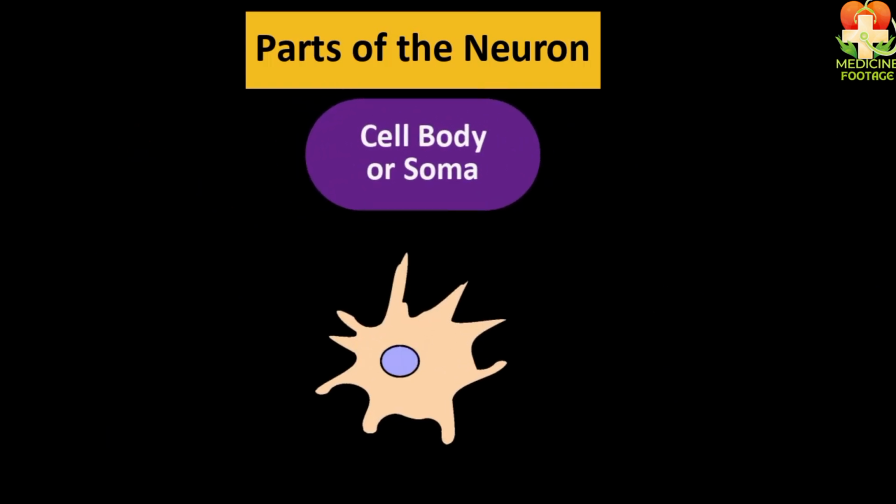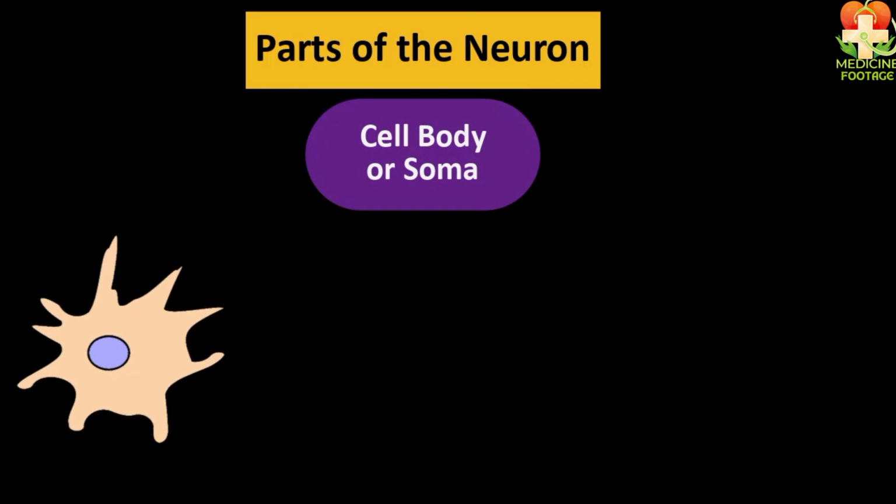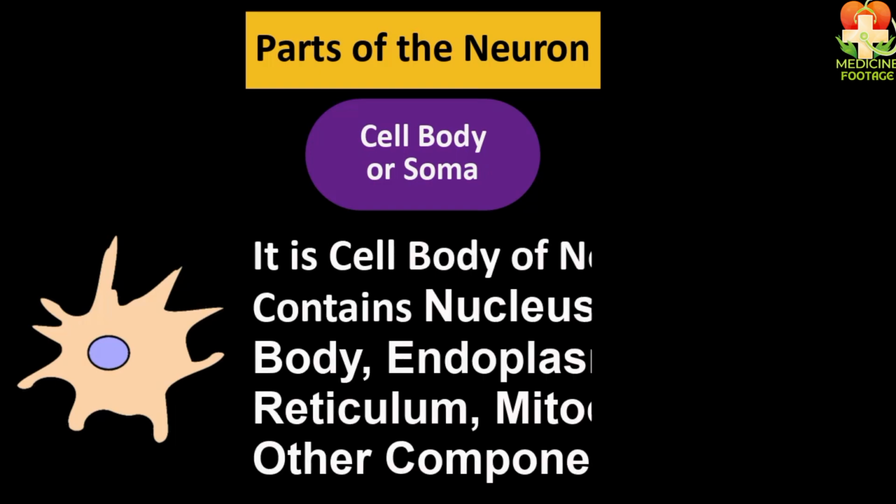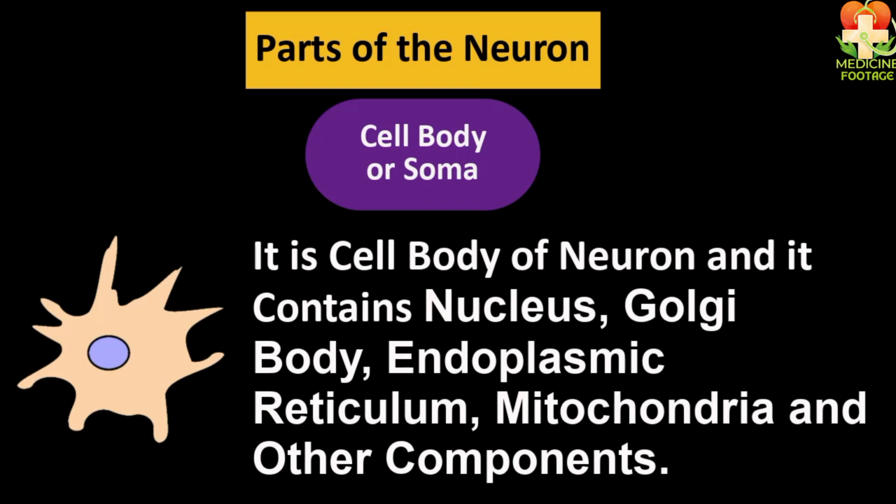The second part of the neuron is the cell body. The cell body of neurons is also known as the soma. The soma contains organelles like the Golgi apparatus, nucleus, endoplasmic reticulum, and mitochondria. Just like other cells in the body, the soma of a neuron also contains these organelles.